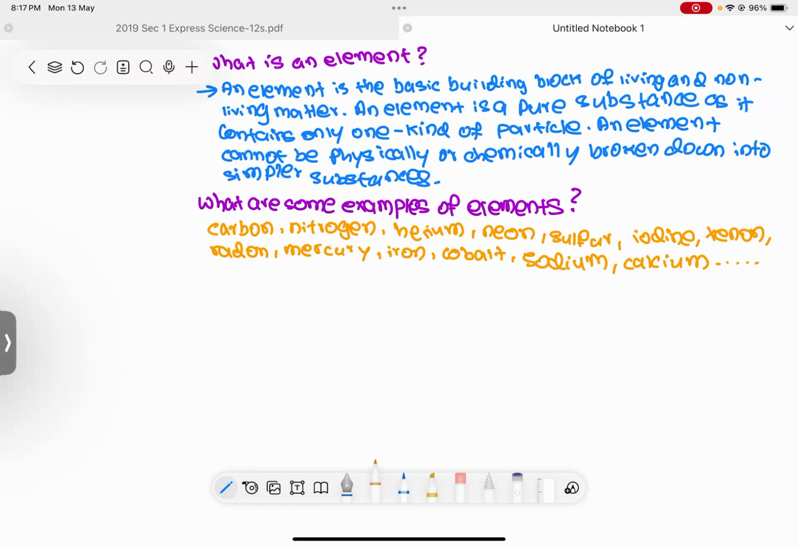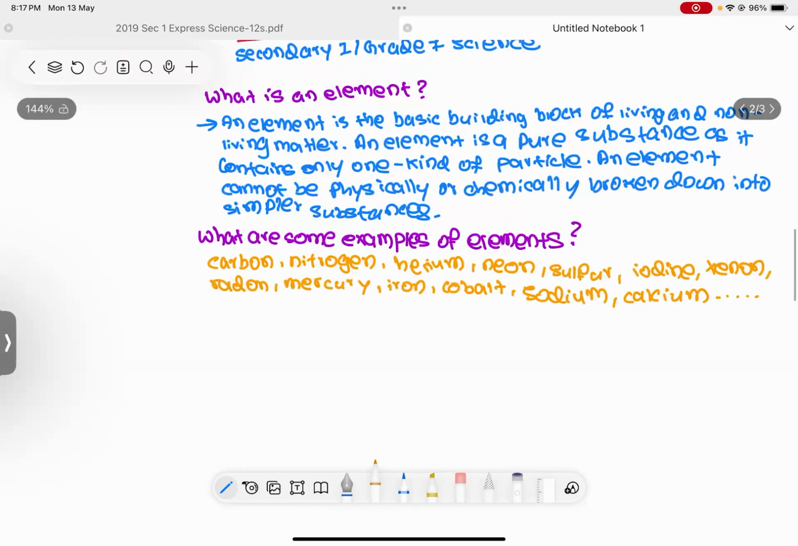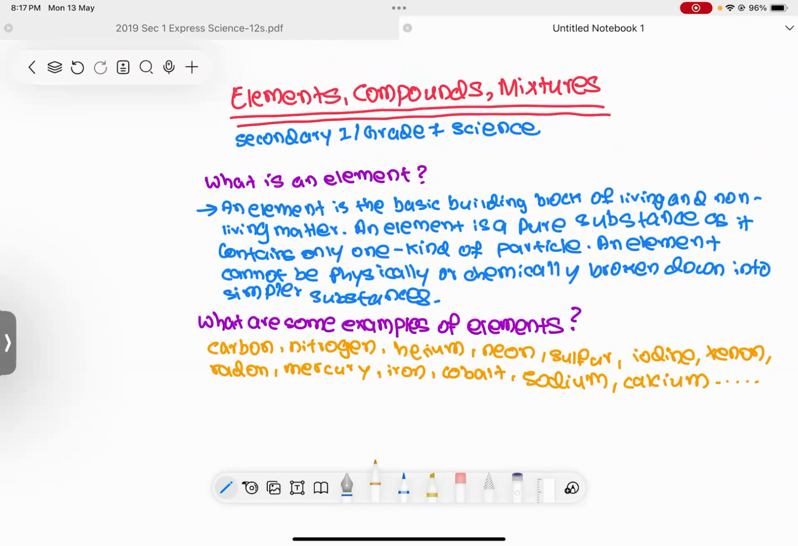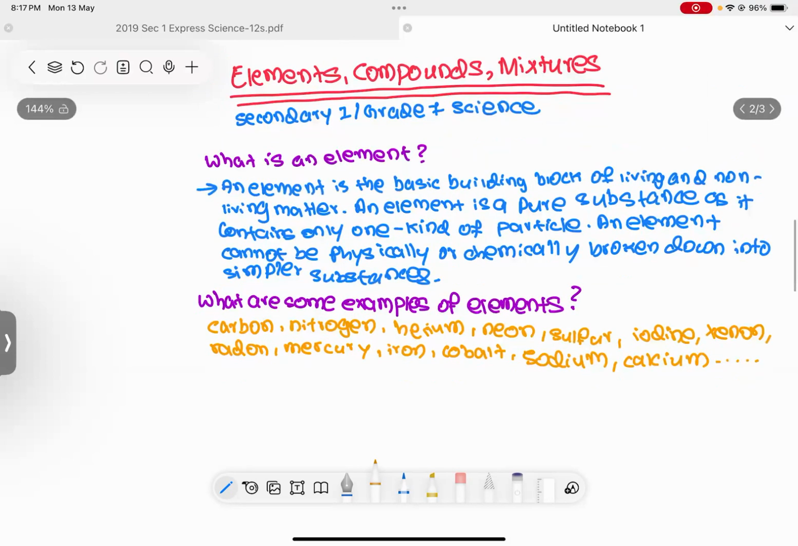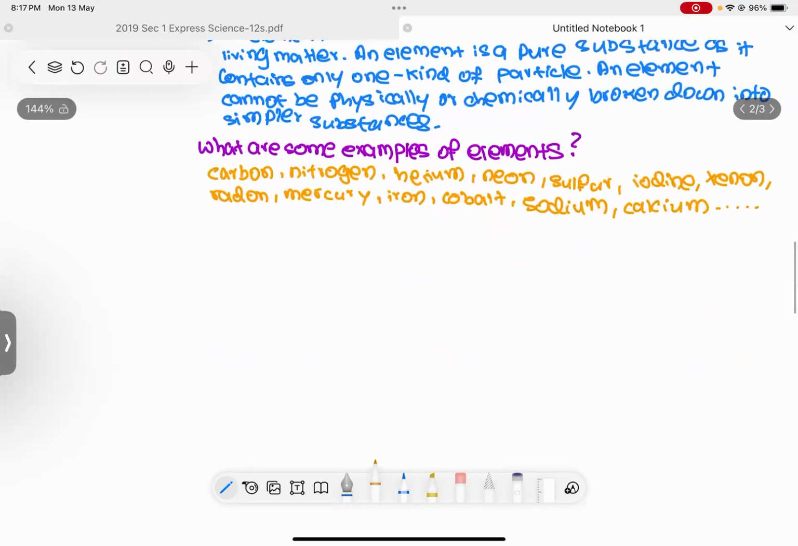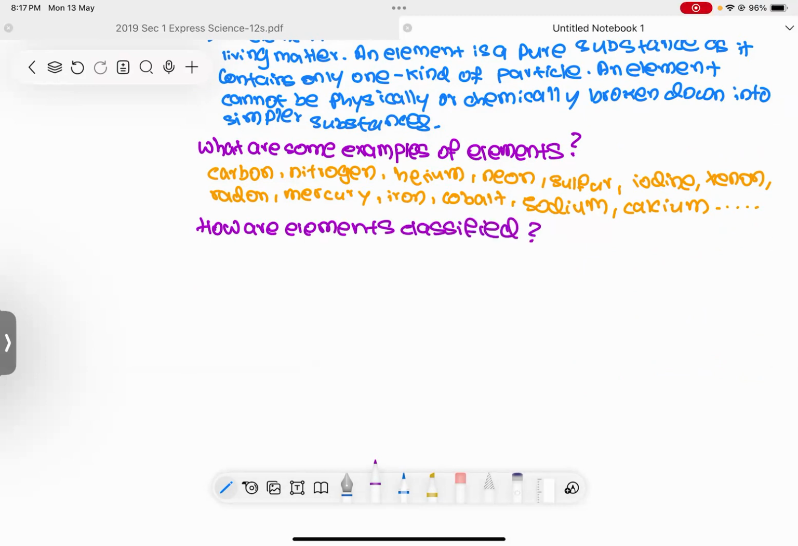Okay, so before we move on to the periodic table, we'll have to understand how elements are classified, because obviously the periodic table is not just a table that's made out of the blue. It obviously follows some kind of pattern, which is how the elements are classified.